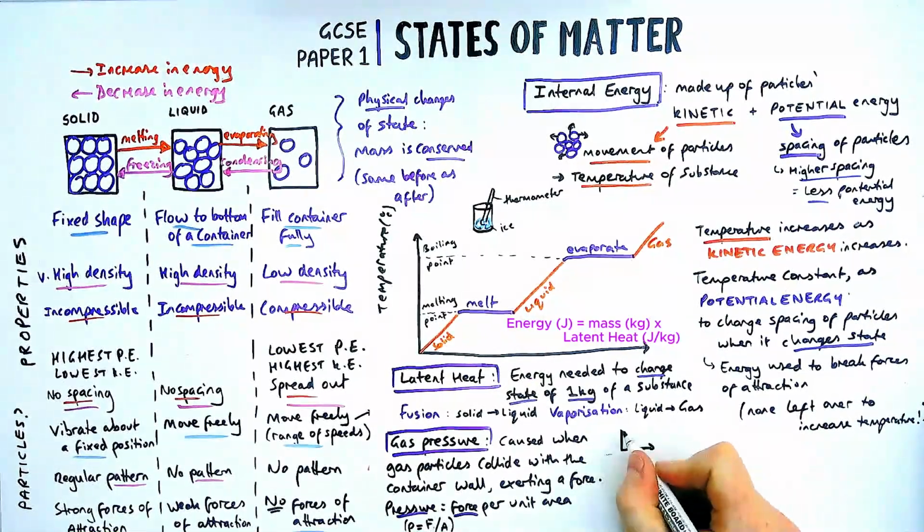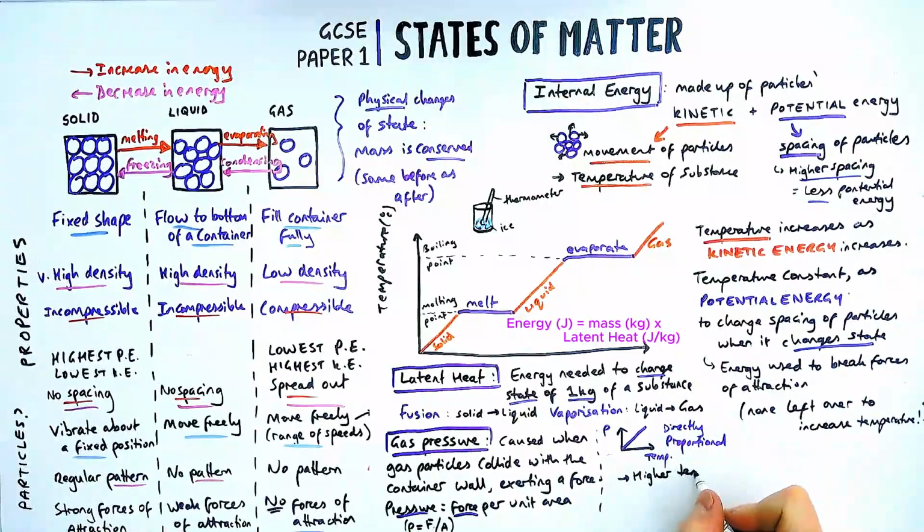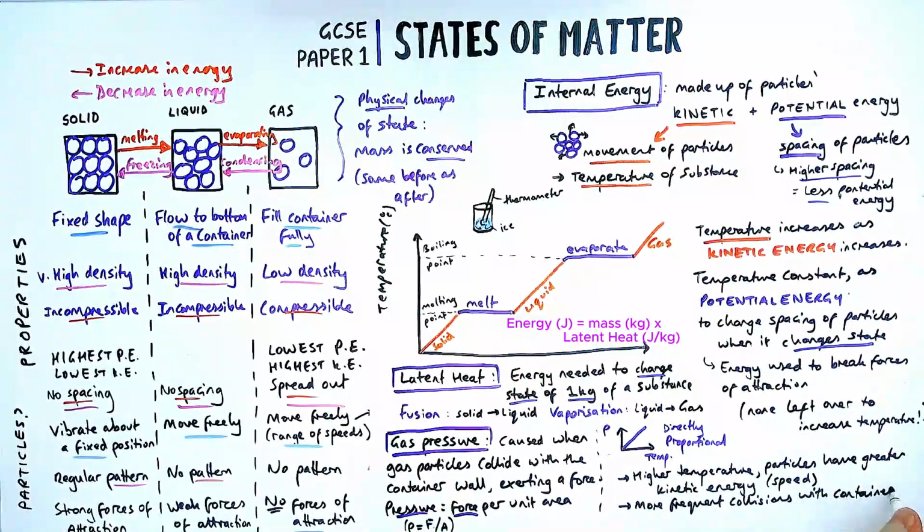In a gas, the temperature is directly proportional to the pressure, meaning that if I increase the temperature, the pressure is going to increase at the same rate. The explanation behind this is at a higher temperature, particles in a gas have a greater kinetic energy, or they have a greater speed. Now, because they have a greater kinetic energy, they are able to have more frequent collisions with the container. We could say more collisions per second. Don't just say more collisions, it's got to say more frequent.